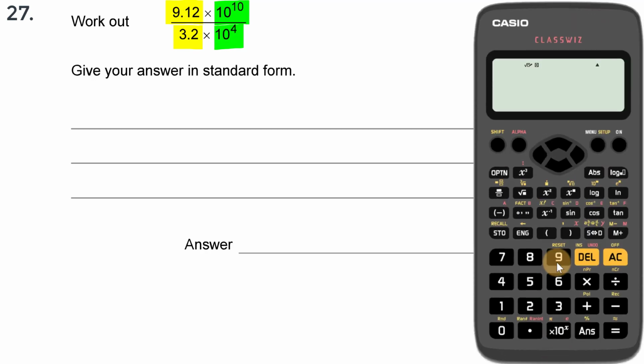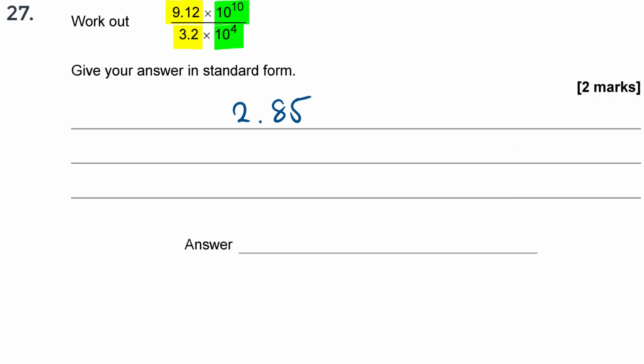So type in the mantissas first. 9.12 divided by 3.2. That's going to give me 57 over 2, or 2.85. And then times 10 to the power of what? I've got 10 to the 10 divided by 10 to the 4. I've got numbers with the same base, subtract the indices. 10 subtract 4 is 6. So 2.85 times 10 to the 6.